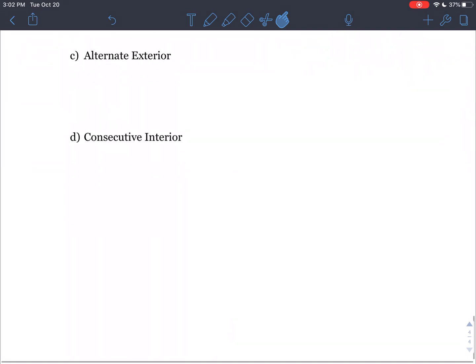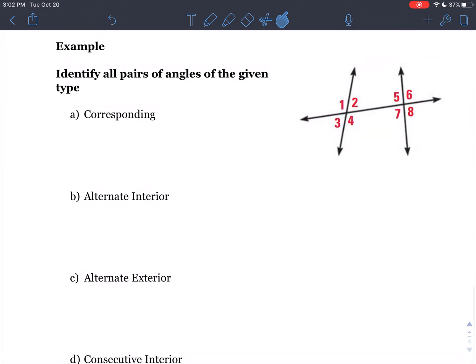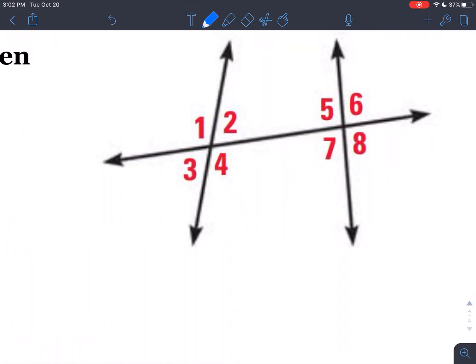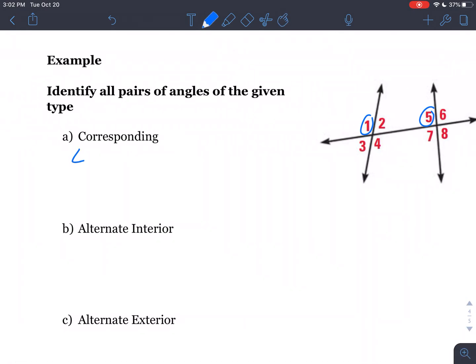Let's give this a go before I send you on your own. So let's name all the pairs of corresponding angles here. So I'm just looking to match the pairs together, right? And there'll be 4 of them in this case. Zoom in for corresponding angles. We'll do them in blue. 1 is in the top left. 5 is also in the top left. So that's one of them. Angle 1 and angle 5.